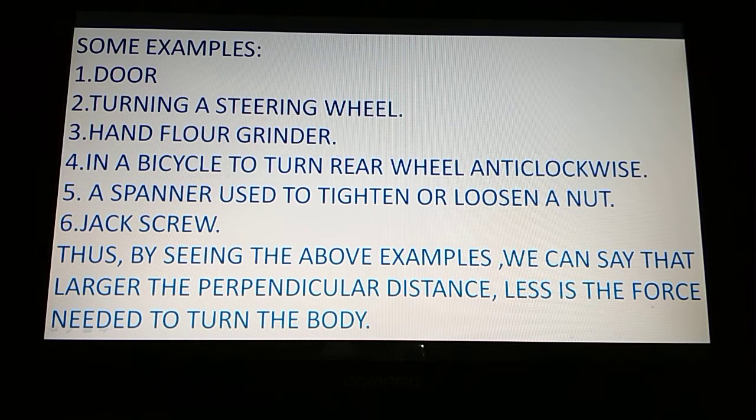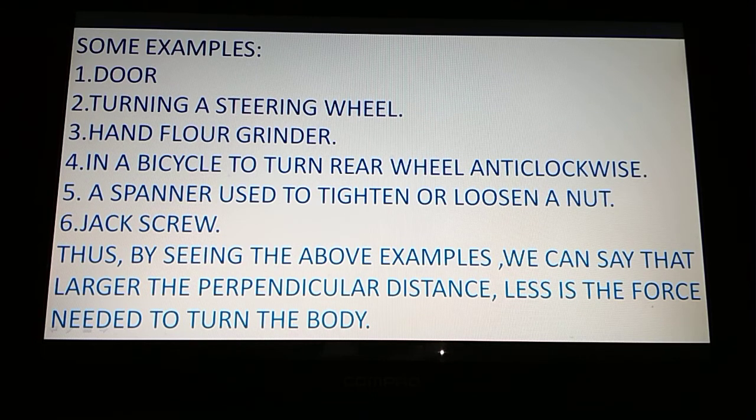Then fourth is a bicycle, to turn the rear wheel anti-clockwise. In a bicycle, to turn the rear wheel anti-clockwise, a small force is applied on the foot pedal of a toothed wheel of size bigger than the rear wheel, so that the perpendicular distance of the point of application of force from the axle of the wheel is large. The toothed wheel is joined to the rear wheel by a chain through their teeth. That's why the bicycle turns the rear wheel anti-clockwise. So this is also an example of moment of force.